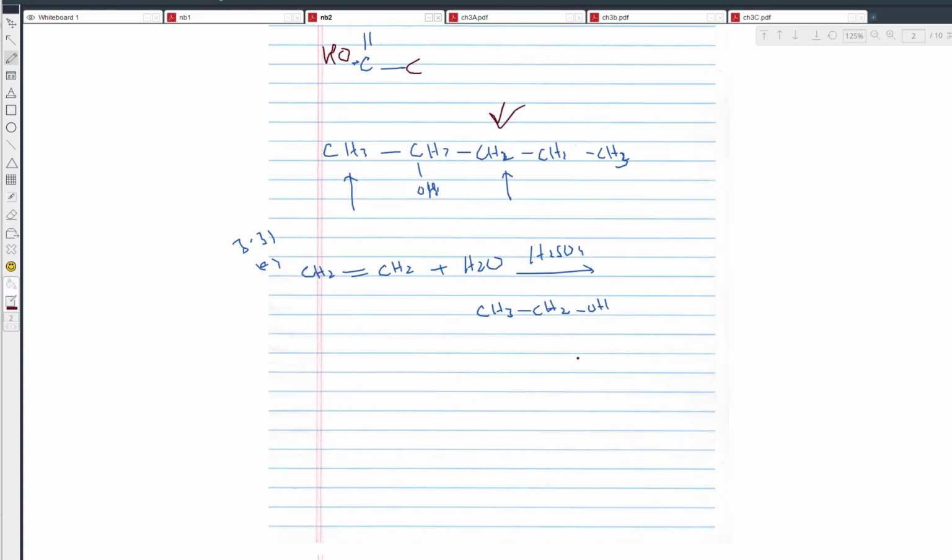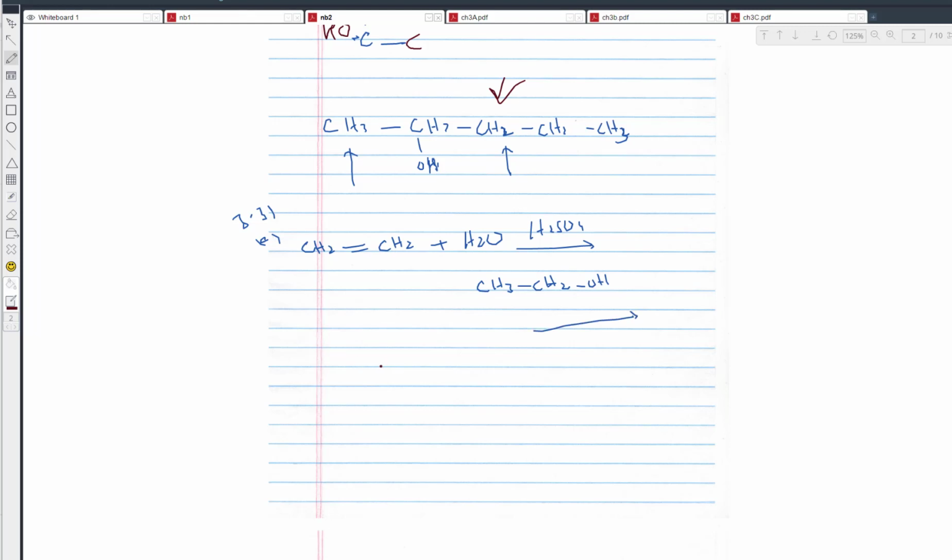Alcohol. Now I'm again heating with sulfuric acid at 140 degrees Celsius. Two molecules of this join together through oxygen, and you will get diethyl ether. So first is hydration, second is dehydration, but at 140 degrees Celsius. So it's a two-step reaction. Got it. Next is what?